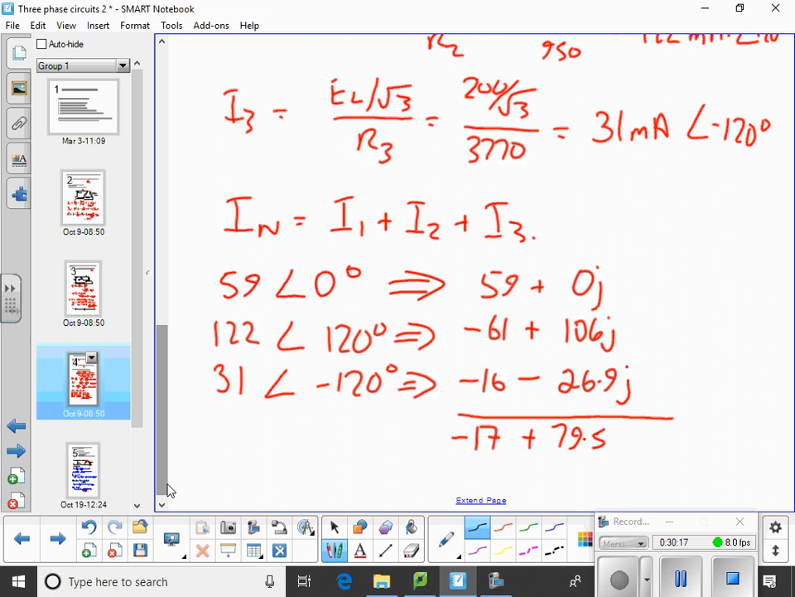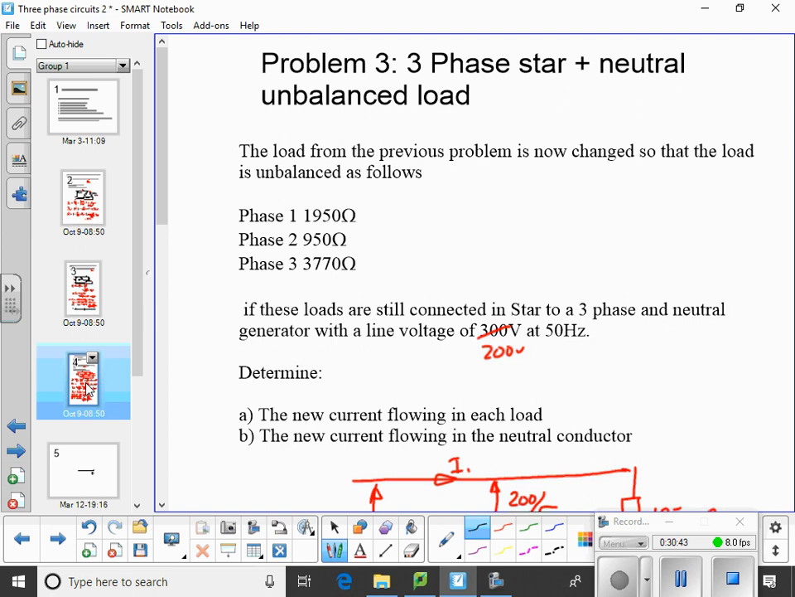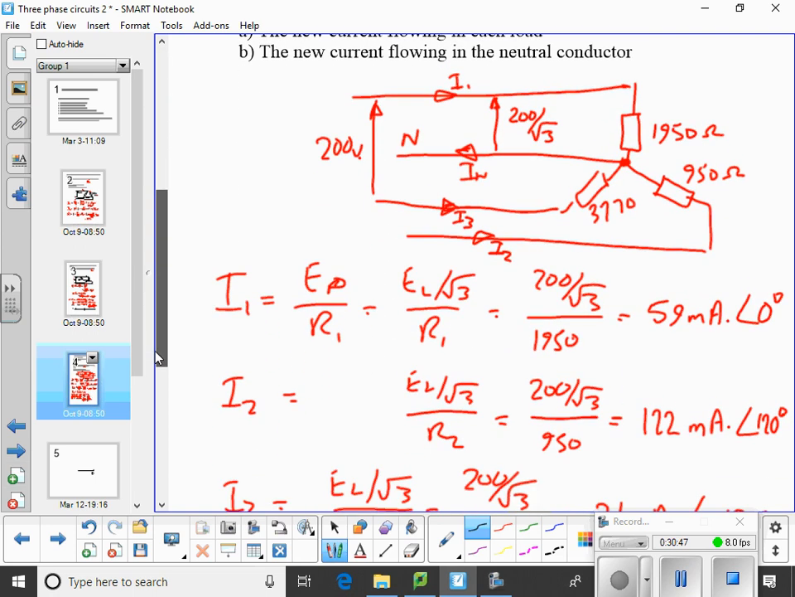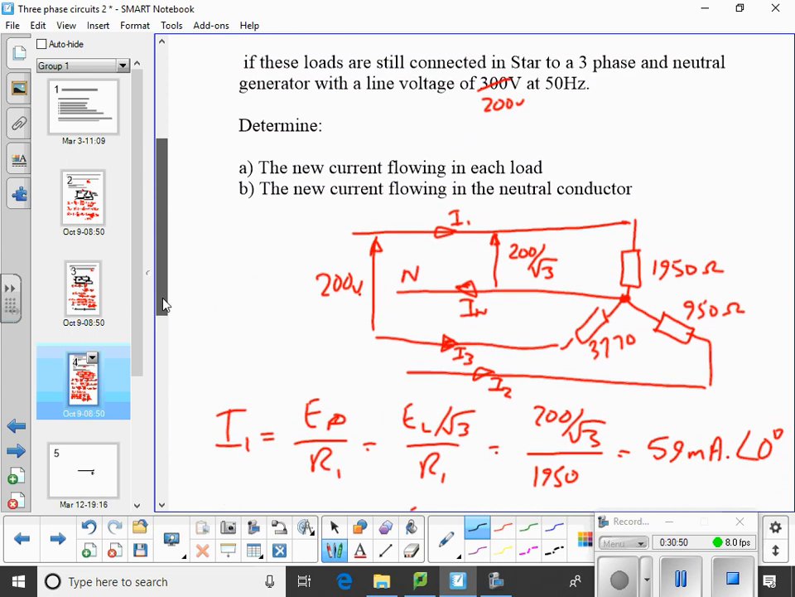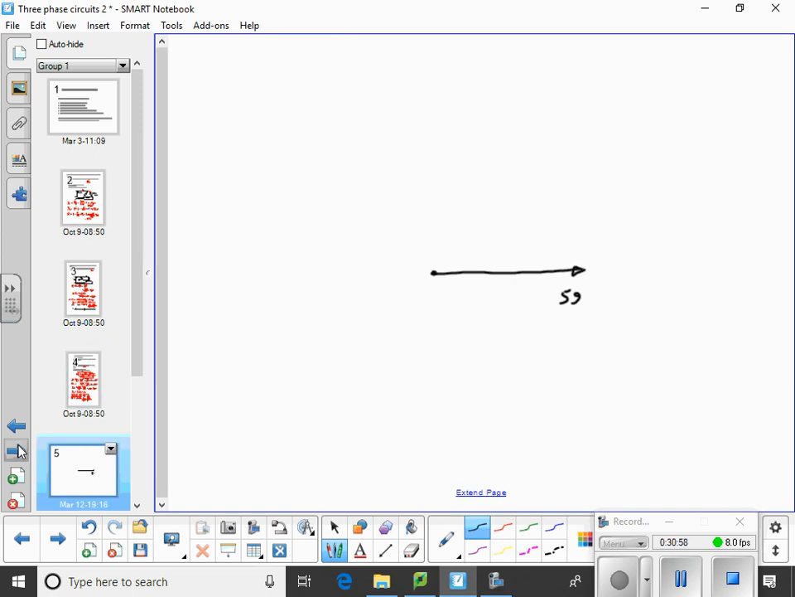Right, just before we do that, if we think about these three currents for a minute in terms of some kind of diagram, it's going to go on to another page. So we've got 59 at zero. If that's worth 59, we've got 122 at 120 away from that. So we're talking about a positive 120 up that way somewhere. And then the other one is 30 what? 30 how many?